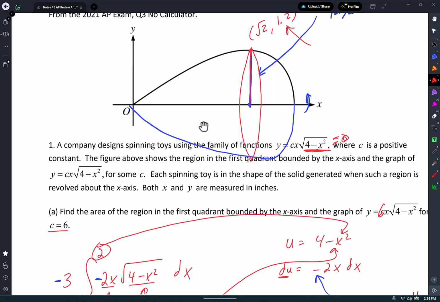Well, as soon as they tell you the radius is 1.2, remember, this is the axis of rotation right here. So you have to know what they are talking about with radius. The radius is the distance from here to here. I'm not looking at the other one, I'm looking at this curve here, that's cx squared or 4 minus x squared. And if the radius is 1.2, that means the distance from the x-axis to the curve has to be 1.2.